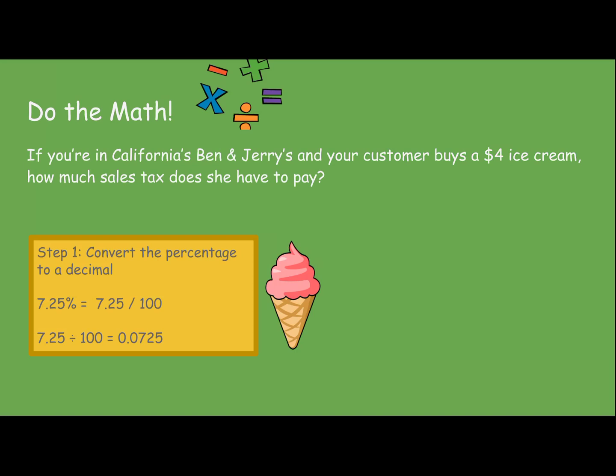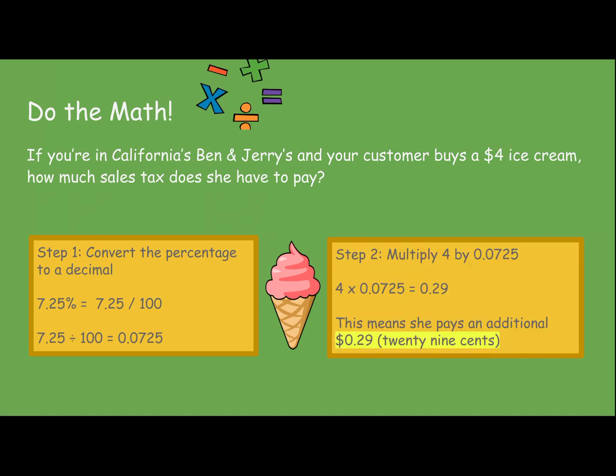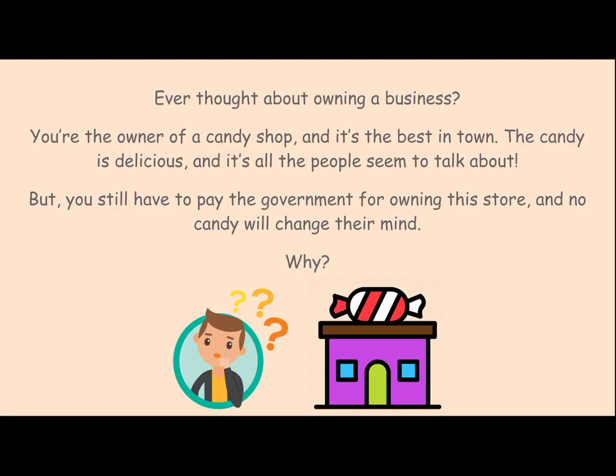So 7.25% is technically 7.25 out of 100. That's its fraction form, but we can substitute the fraction bar for a division sign. So you would divide 7.25 by 100, and you would get 0.0725, or you can move the decimal point 2 places to the left. Step 2, you would multiply 0.0725 by 4, and you would get 0.29, which means you have to pay an additional 29 cents with the ice cream.